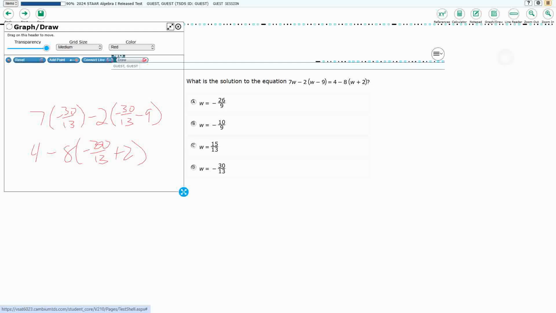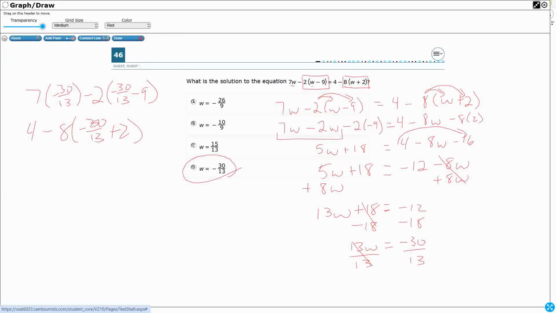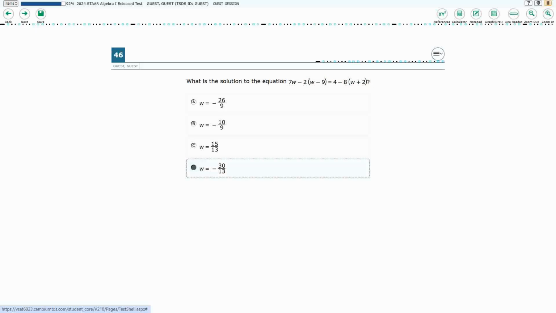We know that D is going to be the answer because we've got that negative 30 over 13, and we plugged it back in, and it works in both situations. We put it in there, put it in there, and put it in there. So our answer is going to be D. W equals negative 30 over 13.